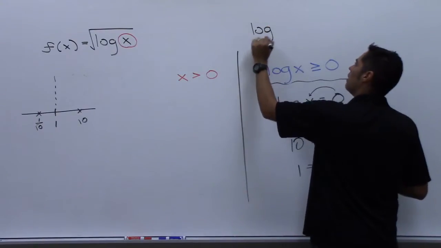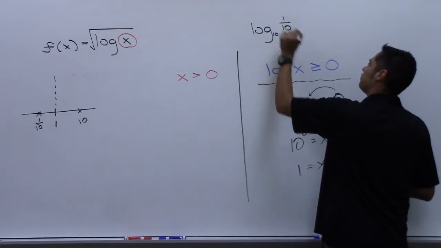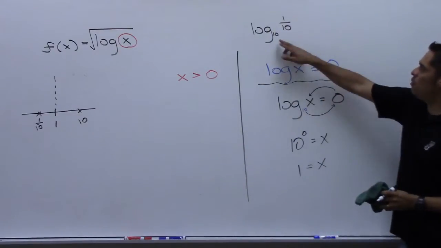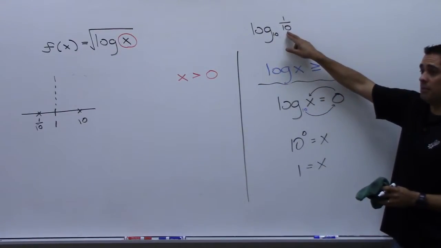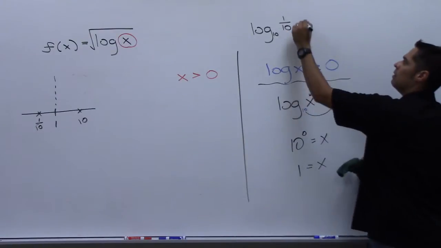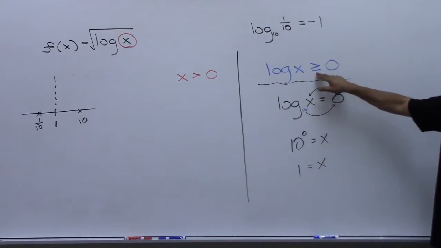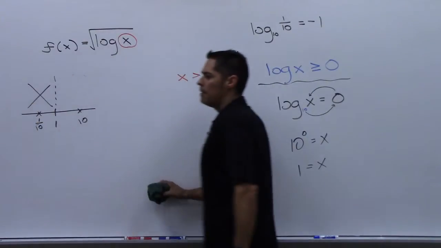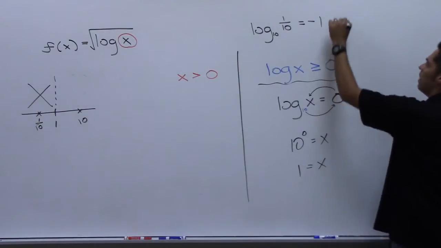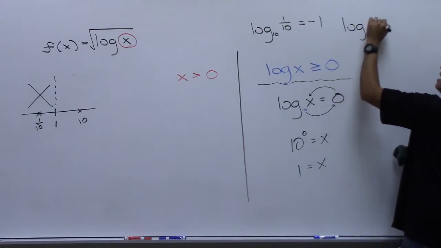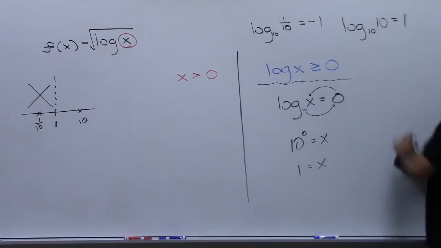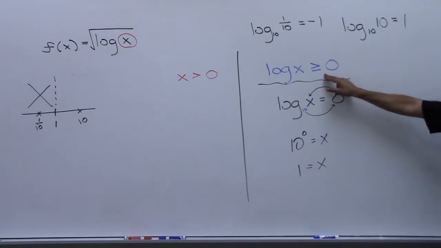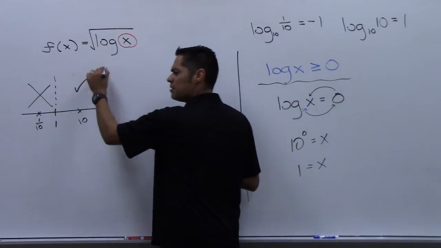What's log base 10 of 1/10? So 10 to what power is 1/10? That's -1, isn't it? Is -1 greater than 0? No, that doesn't work. Now plug in 10. What's log base 10 of 10? That's 1. Is 1 greater than 0? Yes, so that does work. You see how this works?